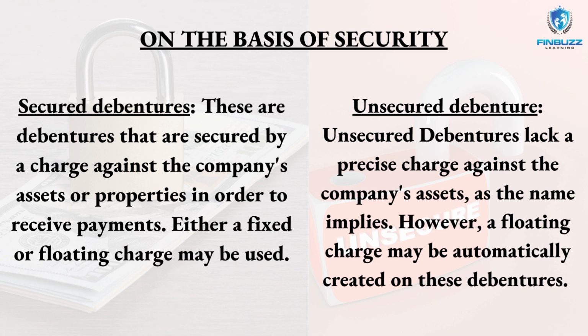And the other type is unsecured debentures. They do not have a specific charge against the company's assets. On these debentures, nevertheless, a floating charge can be created by default. These kinds of debentures are not typically traded.